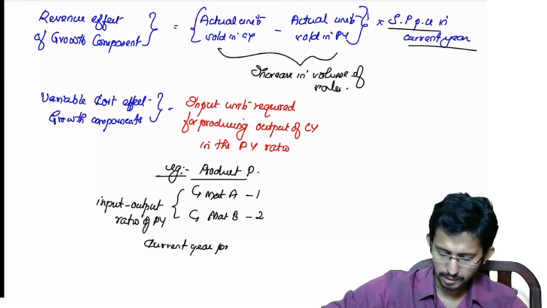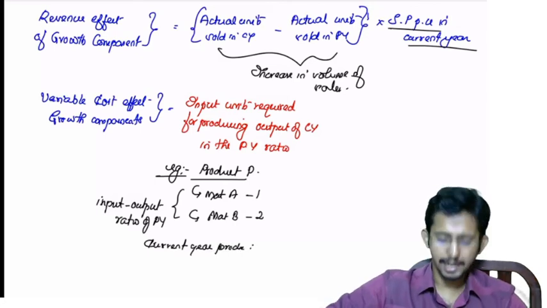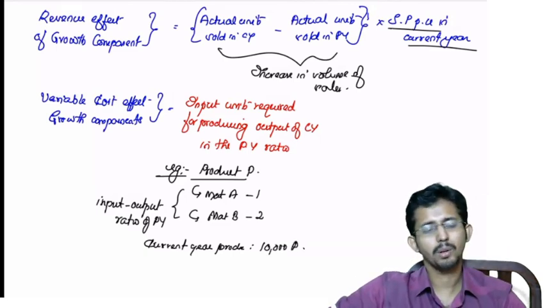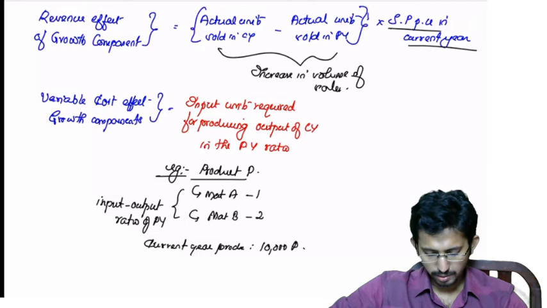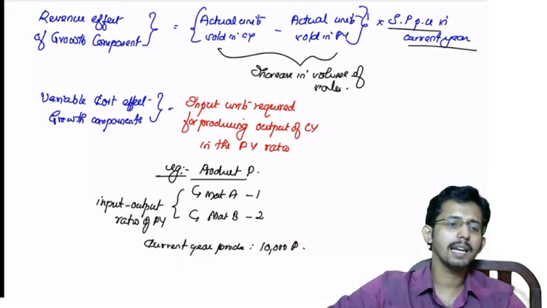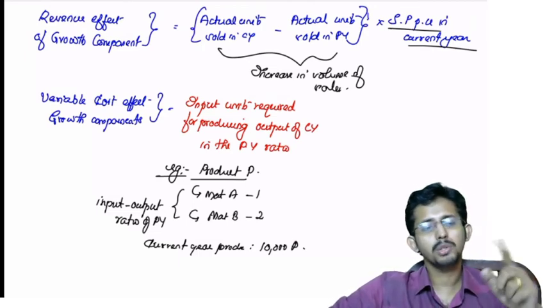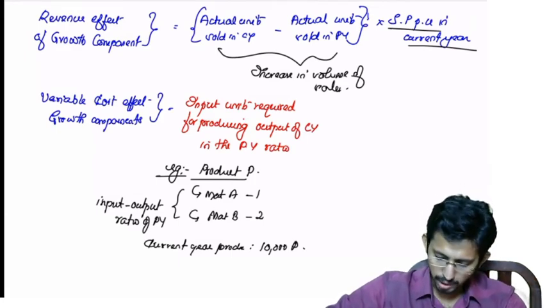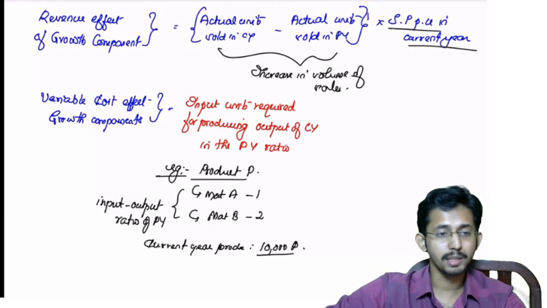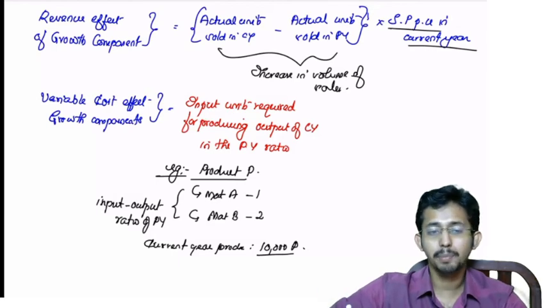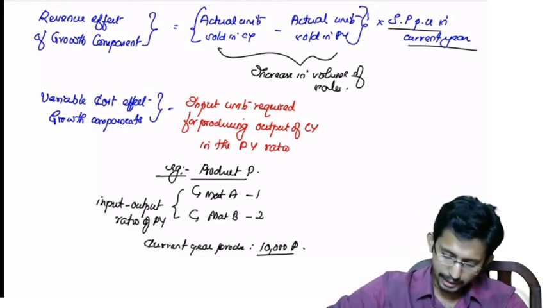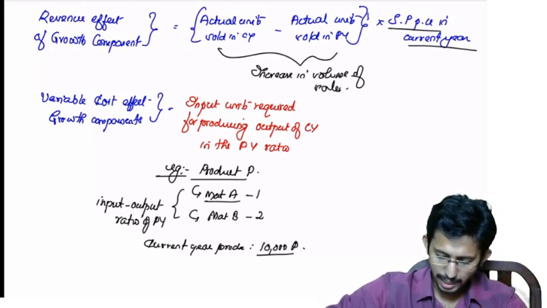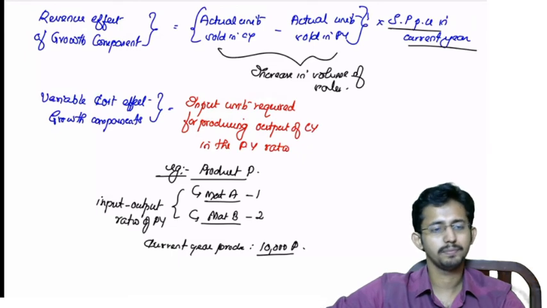Current year production. Let us say current year production was 10,000 units of P. How much quantity of material A and material B ought to have been consumed to produce 10,000 units of P, the current year production, as per the input output ratio of the previous year, that is for material A 1 and material B 2. Is it clear?